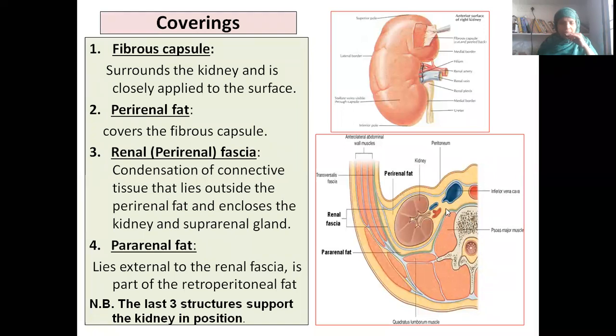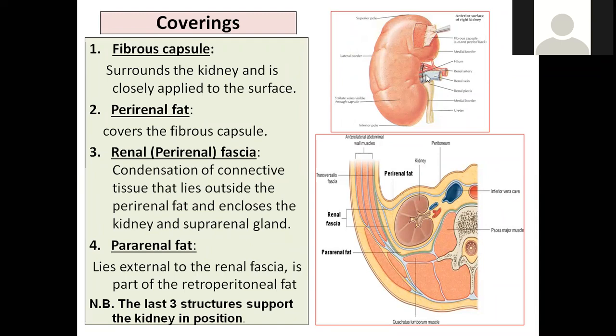Let us get oriented first. What is the name of this blood vessel? Abdominal aorta. And adjacent to it? Inferior vena cava. We know this area. What is the name of this area? Hilum. In the hilum, what are the structures we find? Renal artery, vein, and ureter.